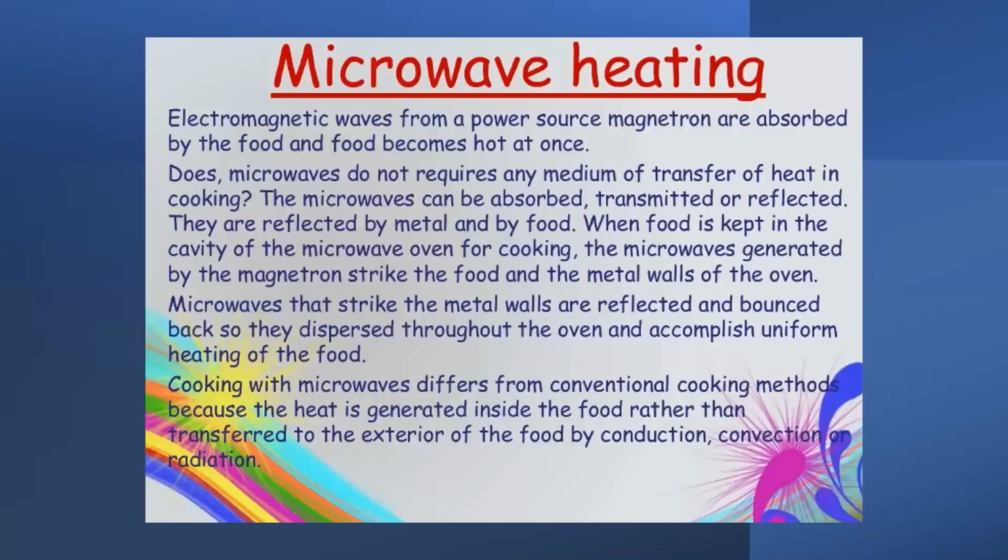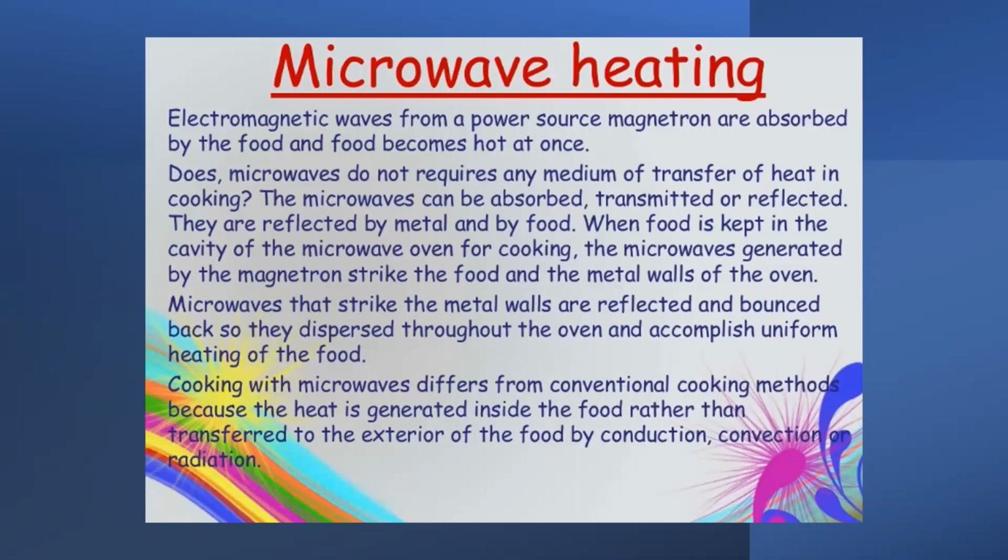Now next is other methods of cooking. One is microwave heating. Here the source of heat is a kind of electromagnetic waves. The microwaves will be absorbed, transmitted or reflected, and they are reflected by metal. When food is kept in the cavity of a microwave oven for cooking, the microwaves generated by the magnetron strike the food and the metal walls of the oven. Microwaves that strike the metal walls are reflected and bounce back. So they disperse throughout the oven and accomplish uniform heating of the food.